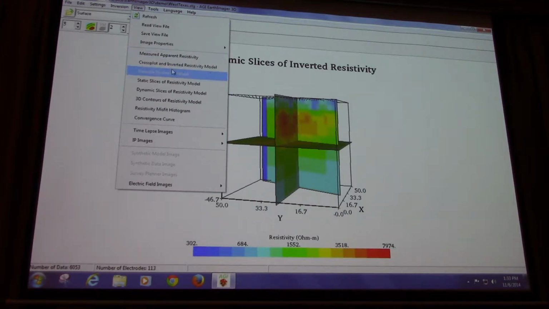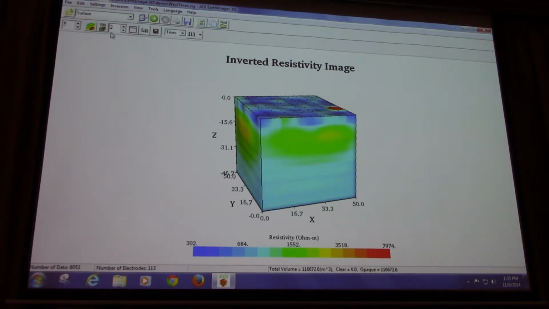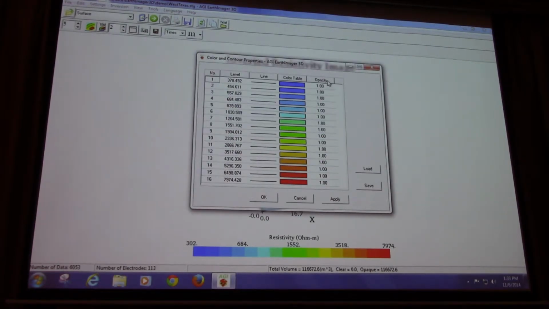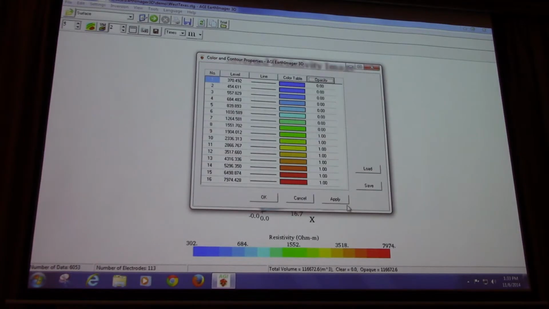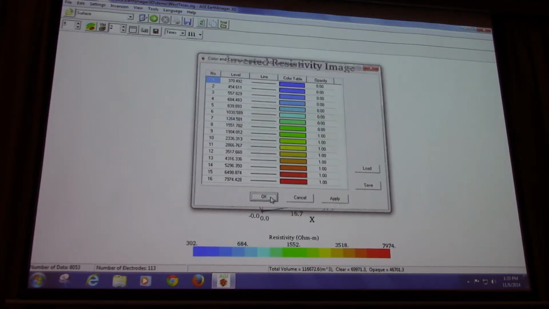Another easier way would be if we go to the inverted resistivity model like this, and then we come here and change the opacity. Right now I've only got 16 colors, but let's remove all the conductive stuff. So I could draw a color distribution that I want. Let's just try that, apply that, like this.